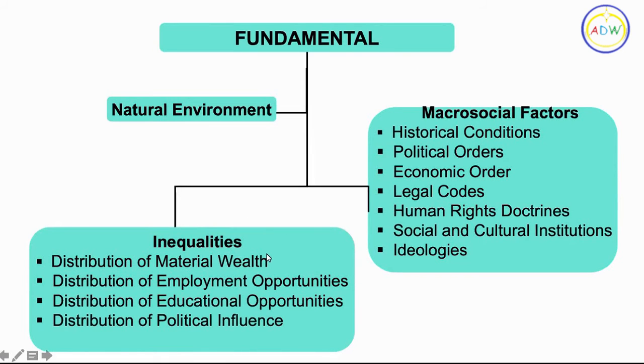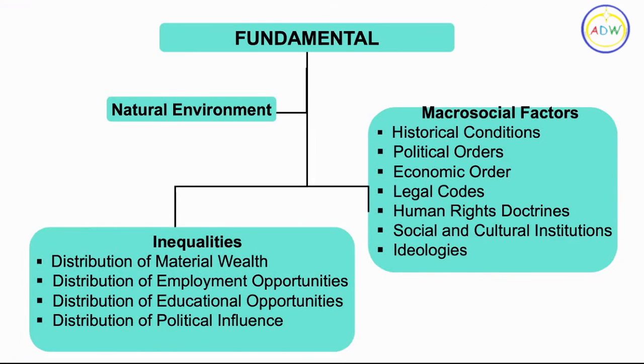The third subgroup of fundamental social determinants includes inequalities: inequalities in the distribution of material wealth, first of all. Unfortunately, every society in our world is divided into social classes, rich, upper class, lower class, middle class, depending on income level. Employment and educational opportunities are distributed differently among the richest, poorest, and middle class. Also, upper class people have more political influence than lower class people. So that is a fundamental determinant of health.